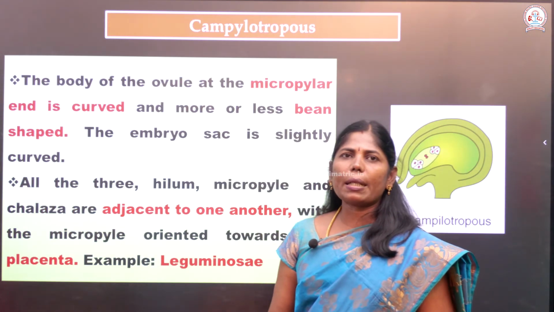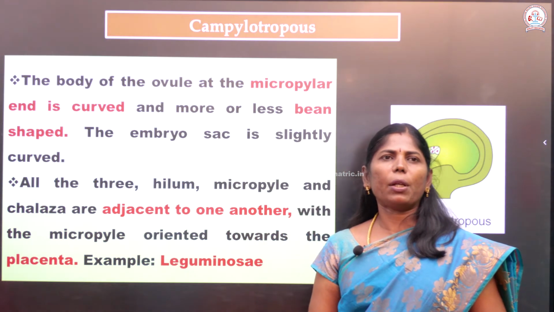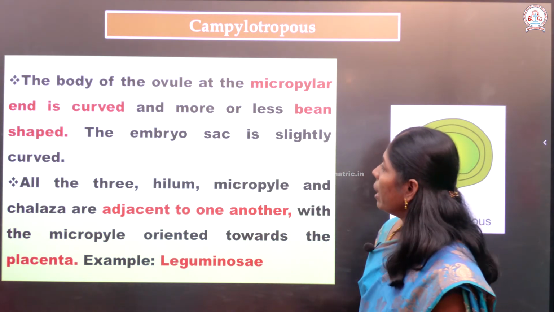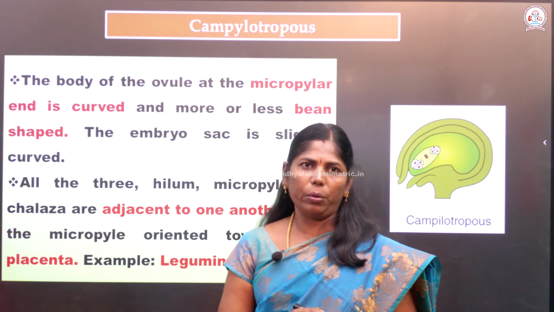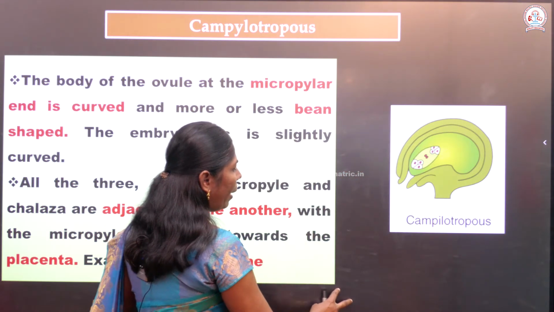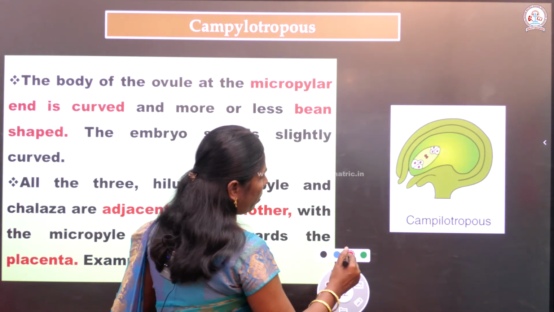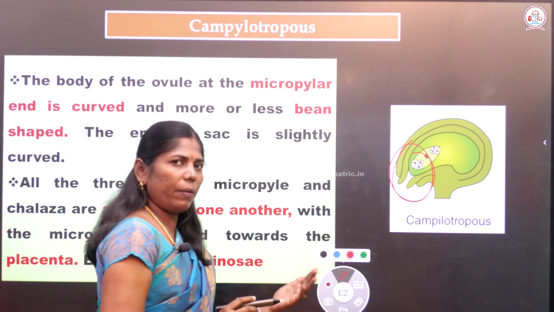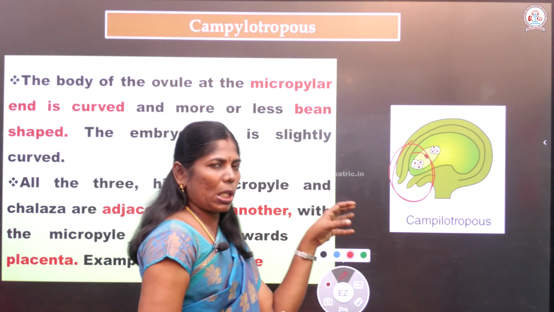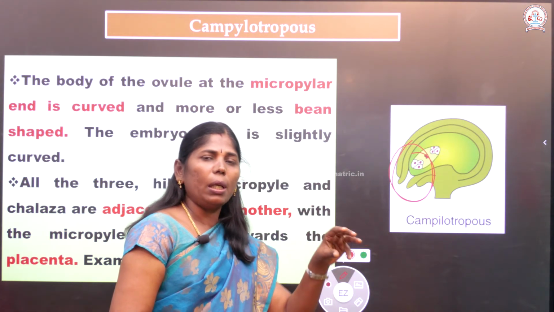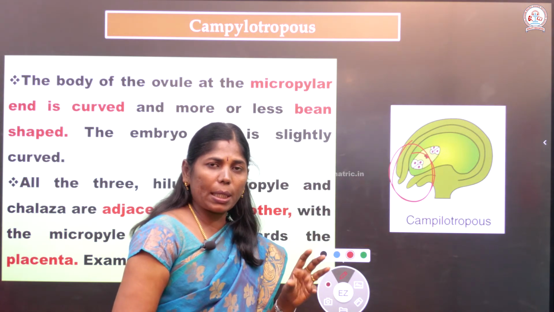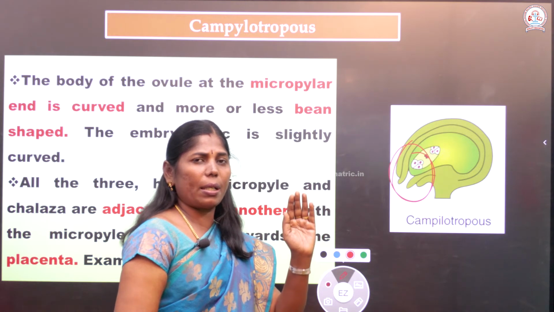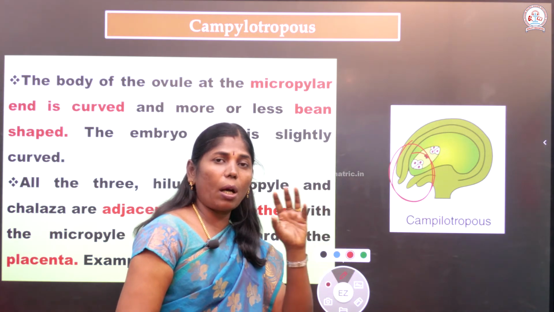And last one is the campylotropous ovule. In the campylotropous ovule, the micropylar end of the body of the ovule is curved. So here the micropylar end is a curve-like structure. Previously we studied that the whole ovule, with the nucellus and embryo sac, is curved in a horseshoe shape.